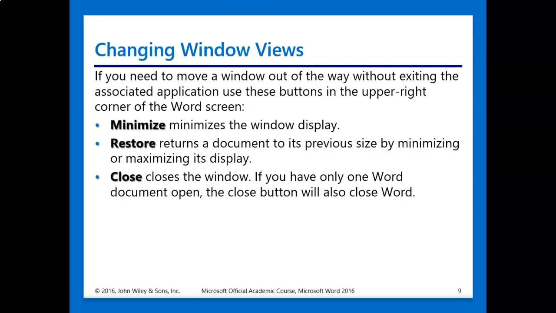If you need to move a window out of the way without exiting, use these buttons in the upper right corner of the Word screen. You can see the minimize button. You use the minimize on a regular basis, so it just minimizes the window that's currently displayed. The restore button will bring it back to the maximum size that it was displayed in. And the close button closes the window. If you have only one Word document open, the close button will also close Word.